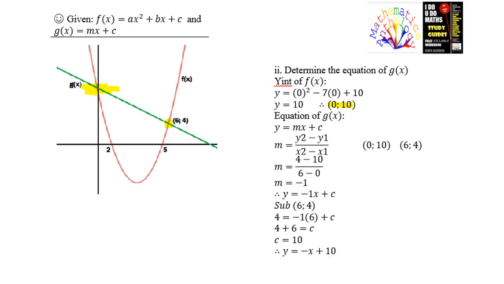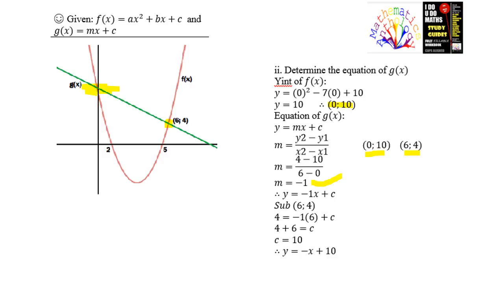Now I have 2 points, I can work out my straight line equation. So y is equal to mx plus c, I can work out my gradient. m is equal to y2 minus y1 over x2 minus x1, where my points are (0, 10) and (6, 4), 2 points on the straight line graph. Sub into the formula and you'll get an answer of m is equal to negative 1 for your gradient. So y is equal to negative 1x plus c.